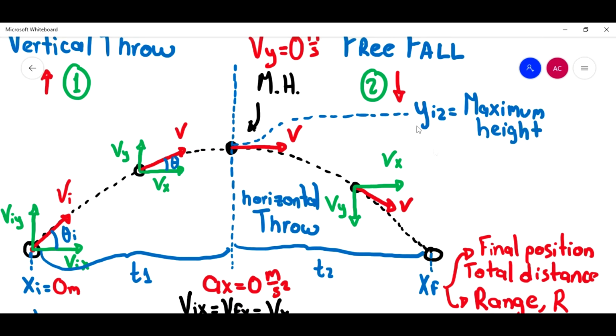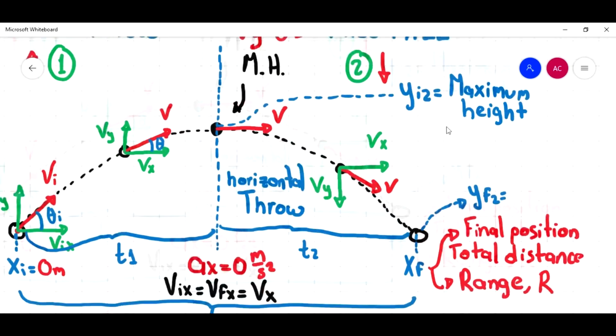Okay, so this is segment 2 and this is the initial position. Remember, the initial position is where the motion starts. So from this point over here, the object will go down. That means that in segment number 2, this will be the final position of segment number 2, just as in the analysis that we did in free fall.